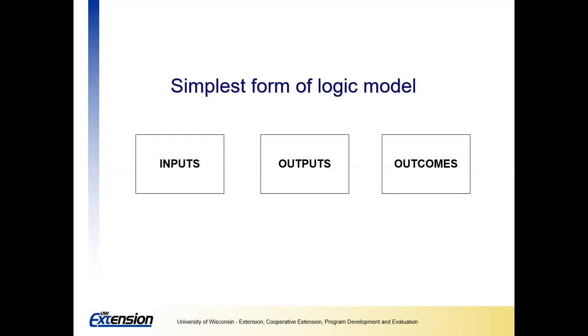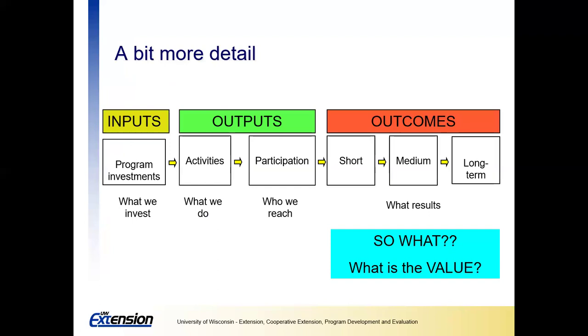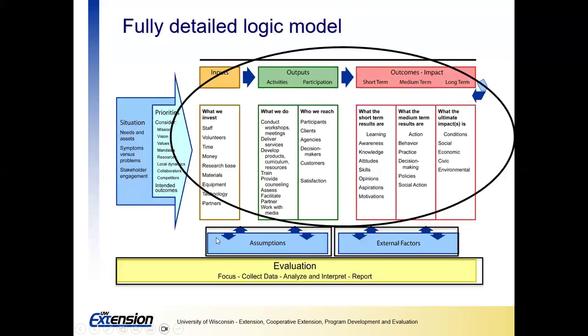Again, we talked earlier about a simple form of logic model: your inputs, your outputs, and your outcome. Here's a bit more detail. We still have our inputs, outputs, and outcome, but then we have what's known as the "so what" scenario. That is, what is the value that we bring to the table? Here's an example of a fully detailed logic model.